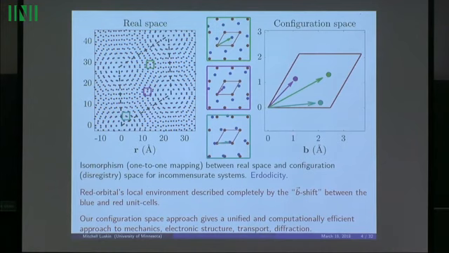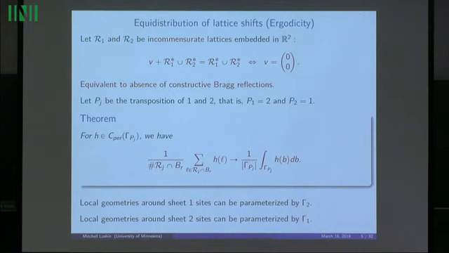Intuitively, I stated last time that there's a one-to-one correspondence between the points in real space and the shift with respect to the other lattice, or vice versa. So you can characterize essentially the state of your system by real space or configuration space.